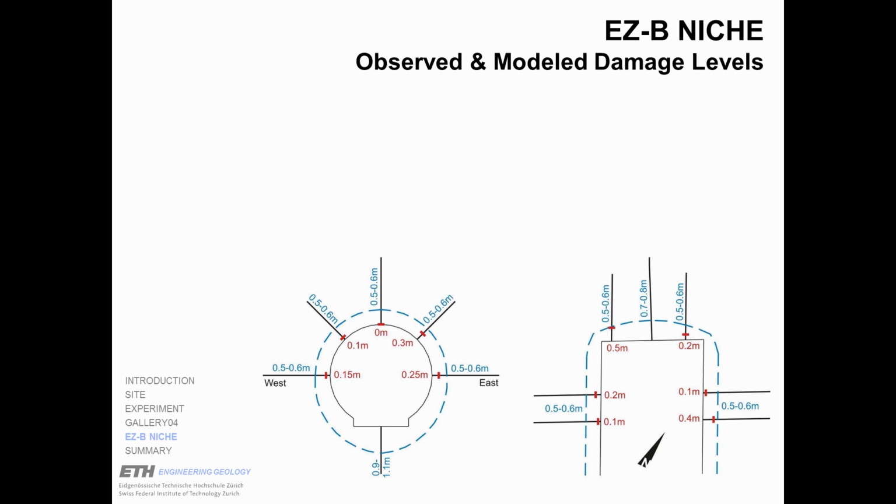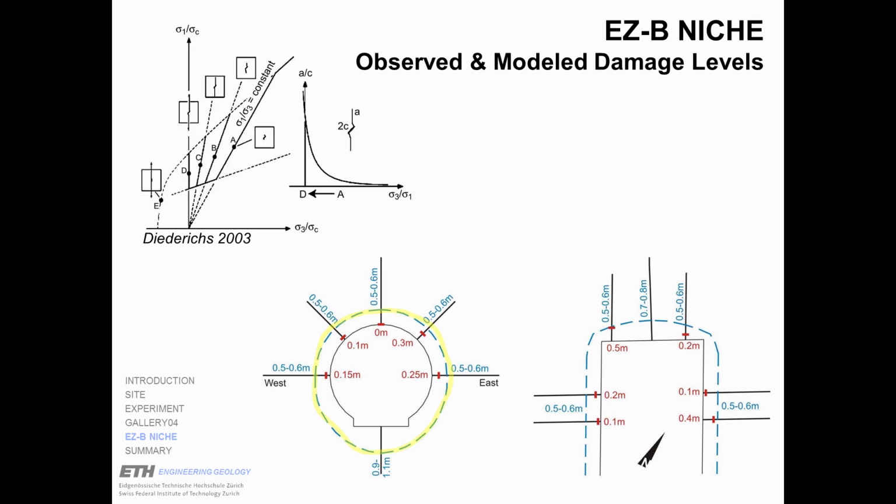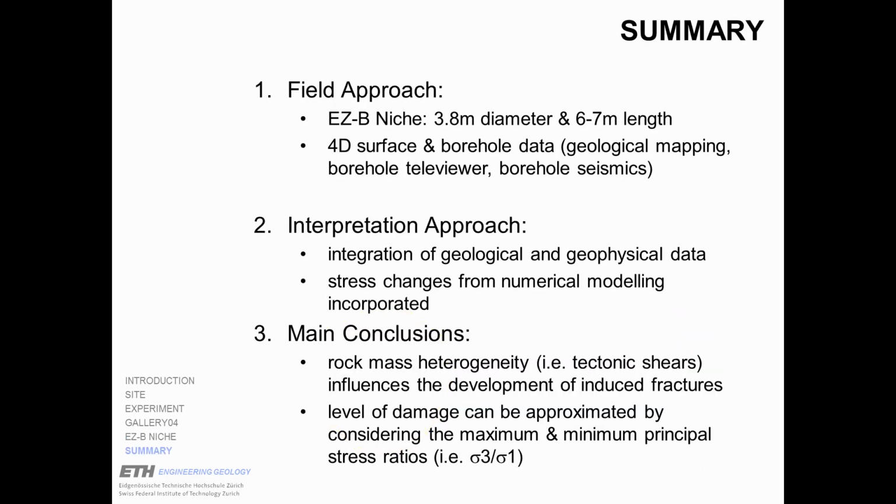This is a summary showing in cross-section and in plan view the observed location of macroscopic fractures and the observed, let's say, reduction in seismic property, which we interpret as microscale damage of the rock mass. And outside of this boundary, which typically is 0.5 meter from the EZB niche, we start to observe breakouts in these radial boreholes. So this is the summary.